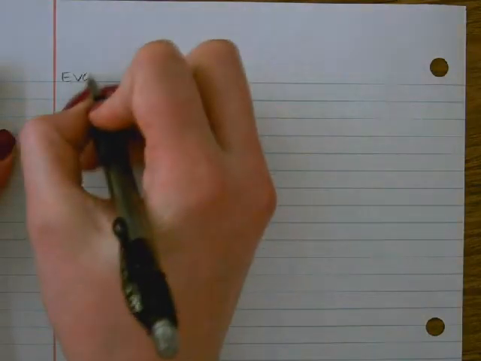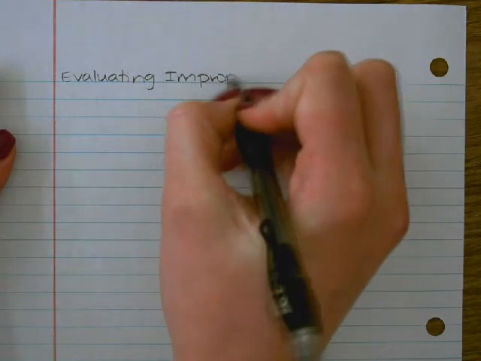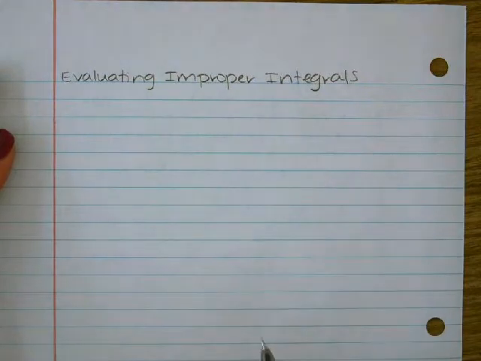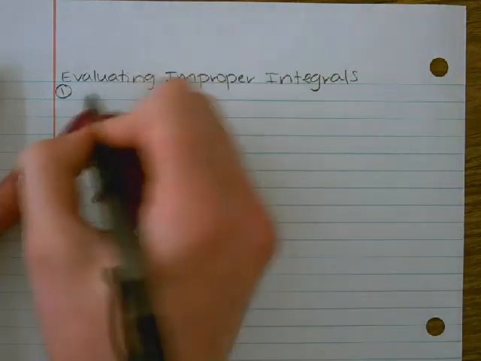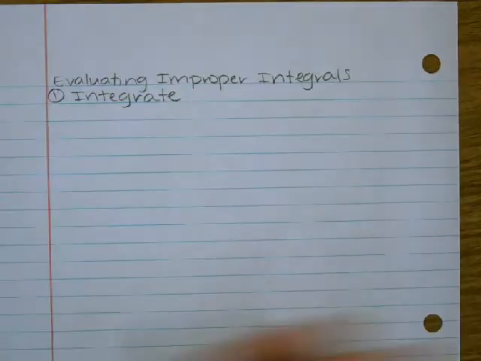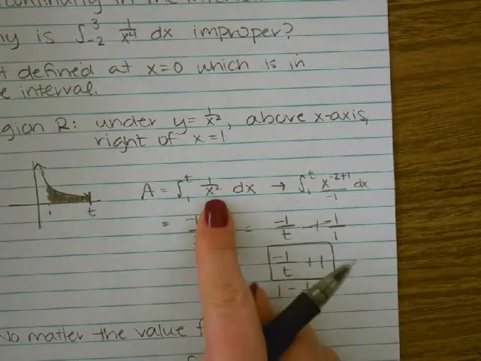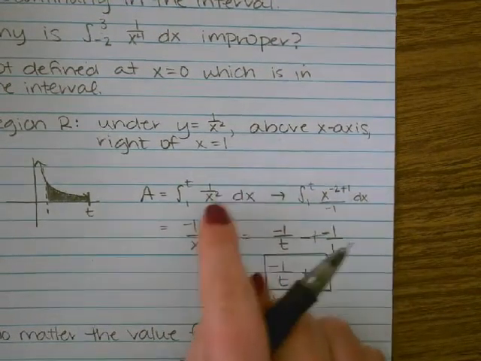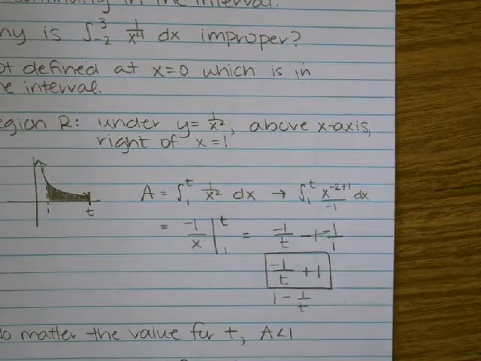All right, so what we want to be able to do is evaluate improper integrals. And we have a few steps when we do this. The first thing is we're going to integrate the integrand, which is the part right in here, so we can actually do the work with the function. I know that the antiderivative of 1 over x squared is negative 1 over x. That math is pretty easy to do. So we're going to go ahead and integrate.